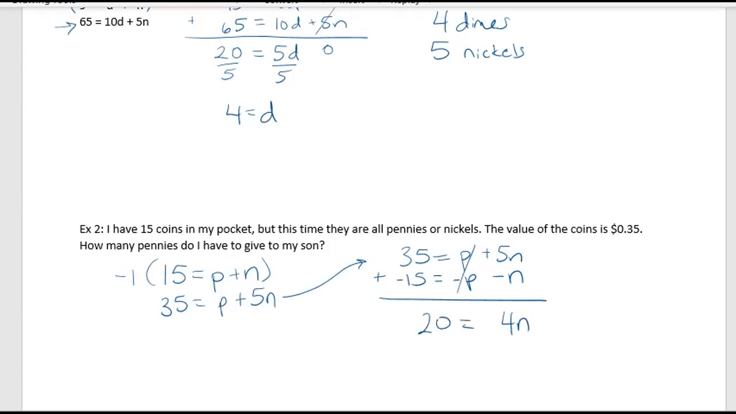Oh, it's the same problem again, almost. I'm dividing 20 by 4, so I get that 5 is equal to N. If N is 5, that means I have 5 nickels, that's 25 cents. So I have 35 cents total, so I must have 10 pennies. And 5 plus 10 does indeed equal the 15 coins. I could double check it. 10 and 5 is 15 coins.